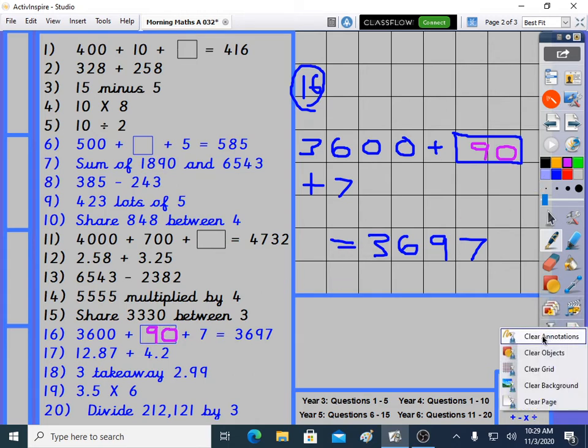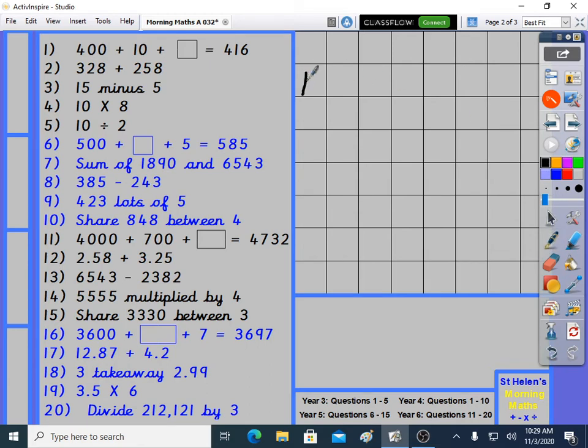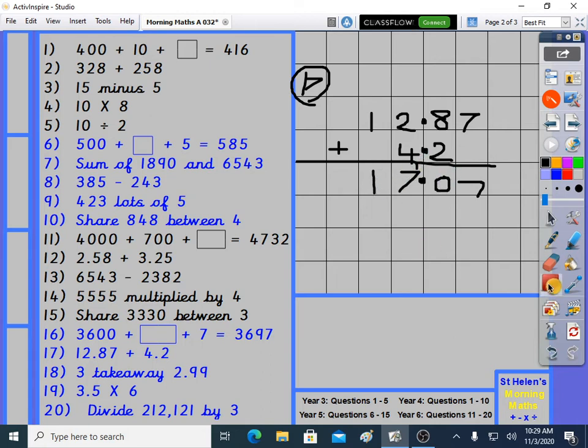Question 17. Trick question, perhaps. You just got to line up your decimal point. As you know, many children will line up their decimal point in the wrong place, but I don't think you do anymore. Not if you've been watching these videos for a good while. 12.87, 4.2. Just line up the decimal point all the way down and everything will be fine, as long as you're careful with your addition. We get 17.07. 12 plus 4 would be 16, but that made a carried one and it was 17.